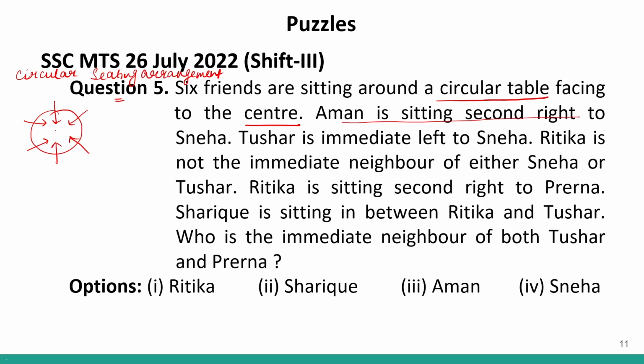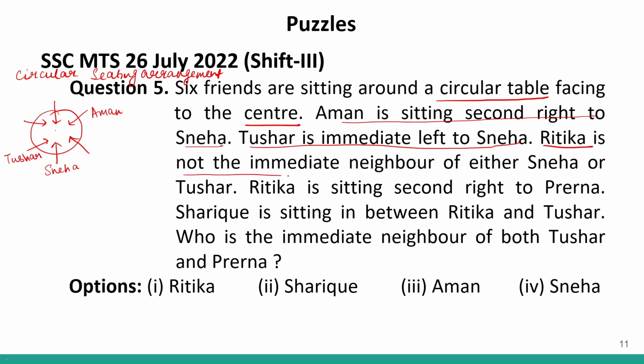Aman is sitting second right to Sneha. So, if Sneha is over here, Aman is second to the right of Sneha. That means Aman will be over here. Aman is sitting second to the right of Sneha. Tushar is immediate left to Sneha. So Tushar will be here, immediate left to Sneha.